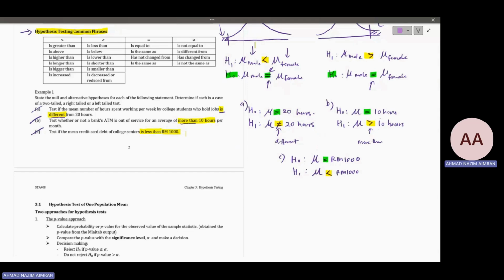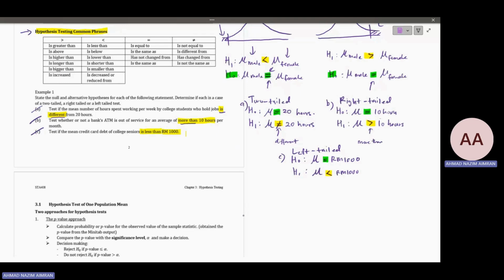And for our case right now, you should be able to differentiate that. For A, we are going to use a two-tailed test. For B, we are going to use a right-tailed test. And for C, we are going to use a left-tailed test.